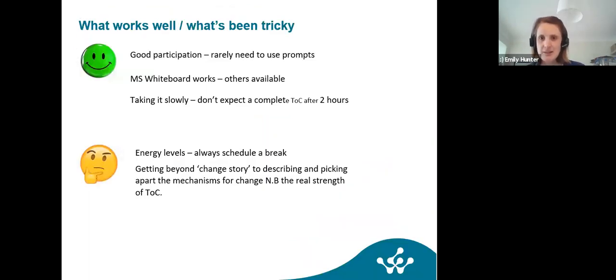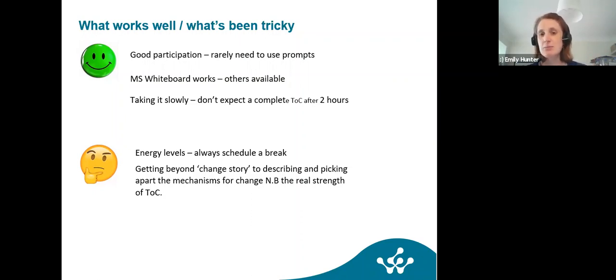So things that we found to work really well with a virtual session is that participation remains really, really good. If you set the session up to invite and encourage people who are able and ready to talk about change, then I've rarely, if ever, needed to use my prompts. And in fact, it can be useful to have those prompts almost as a sense check towards the end of the session to make sure that everything has been captured.